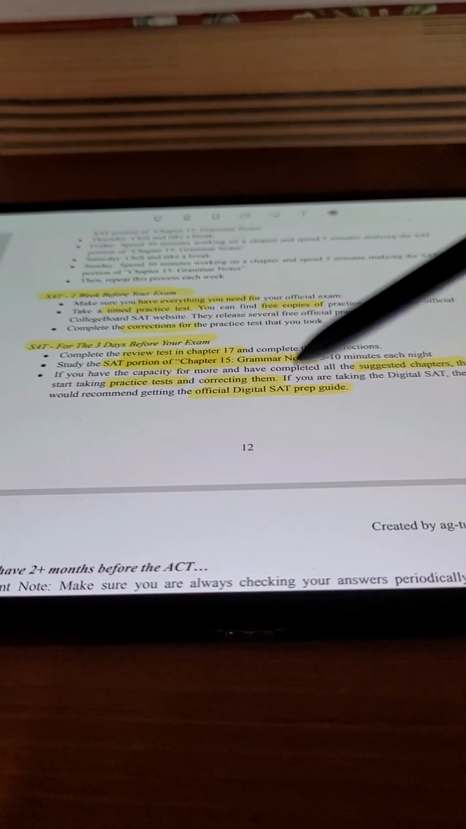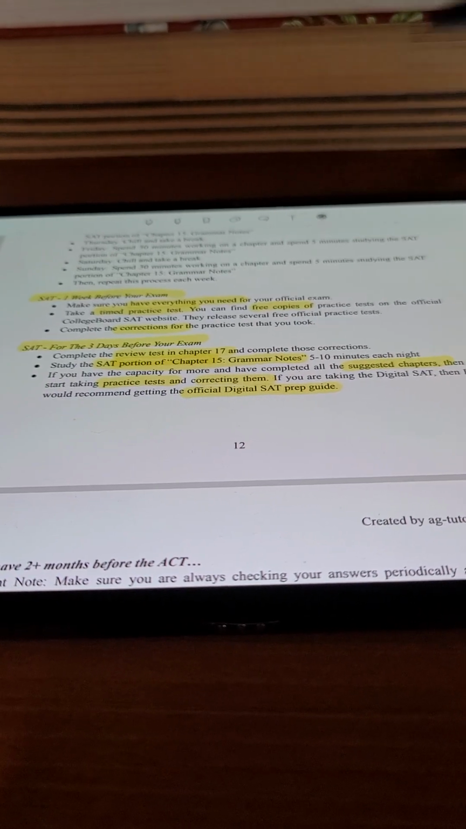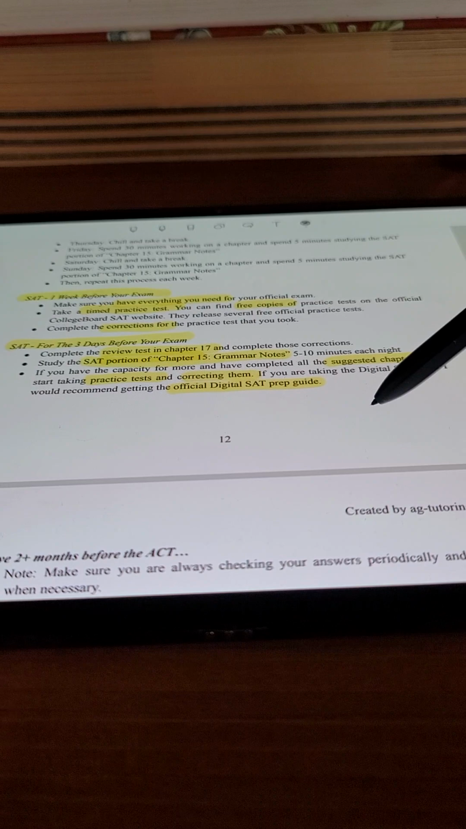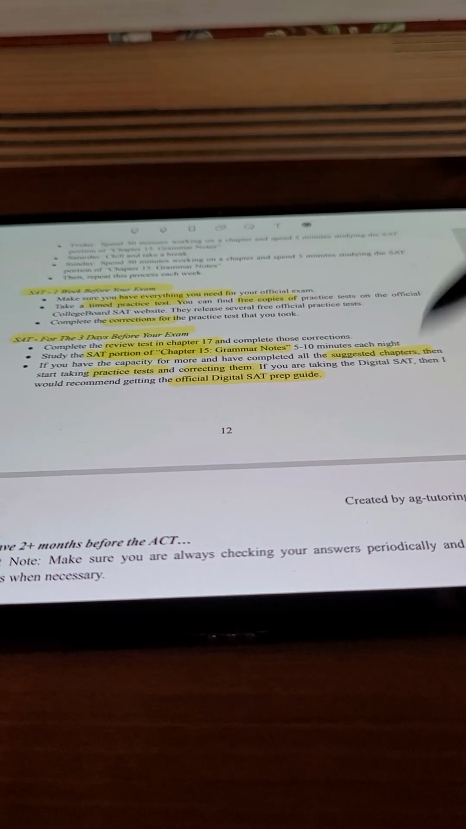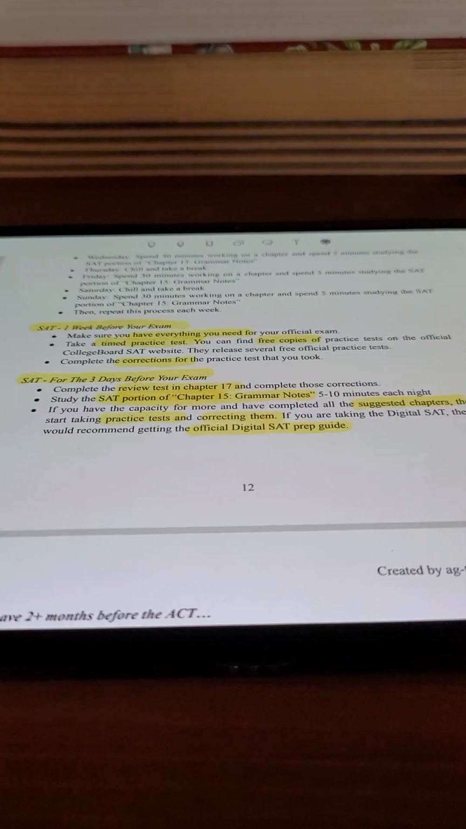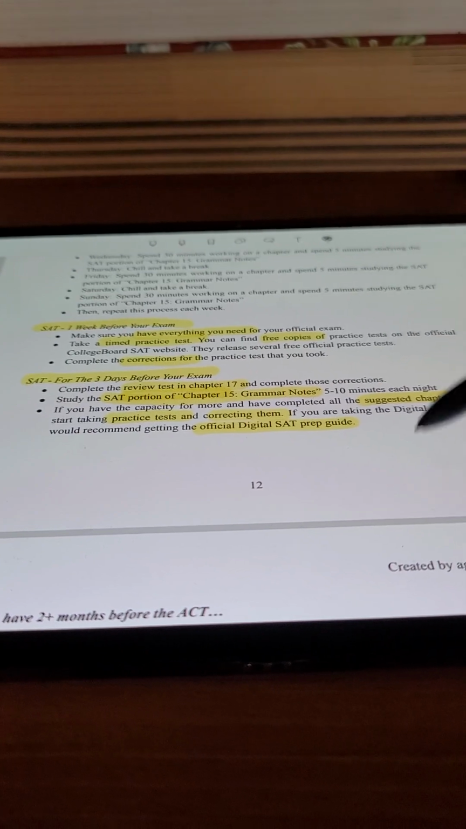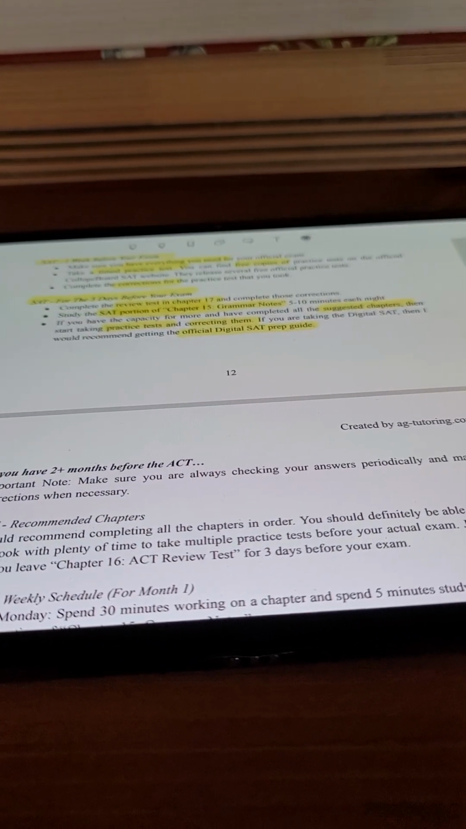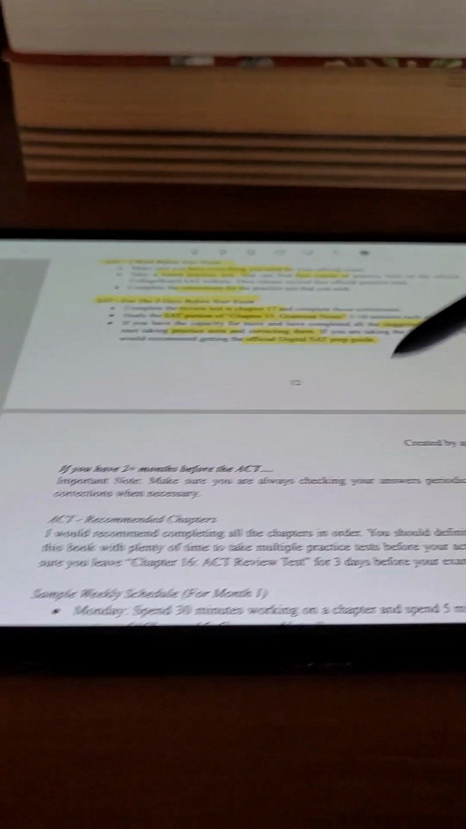I would definitely recommend getting the official digital SAT prep guide if you are able to do so. Because the best practice is going to be the official practice, because no one can write the test like the people that actually write the test.